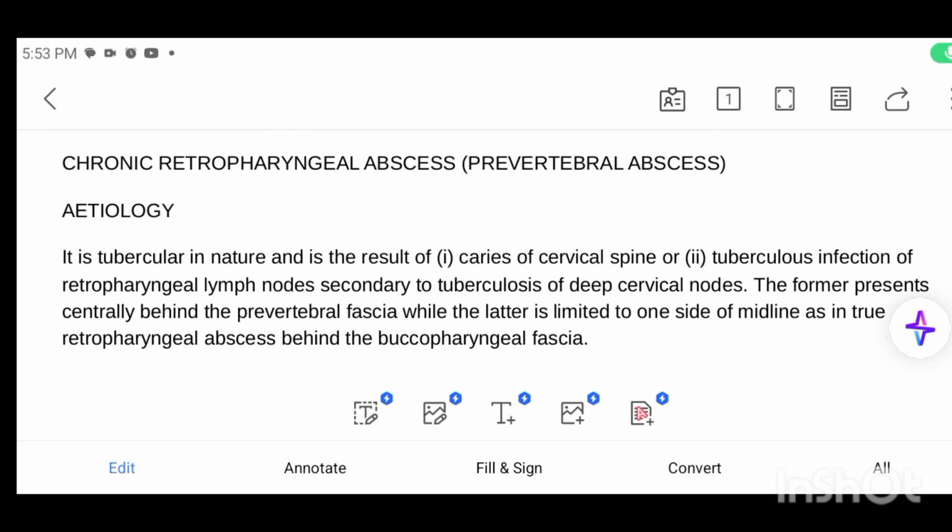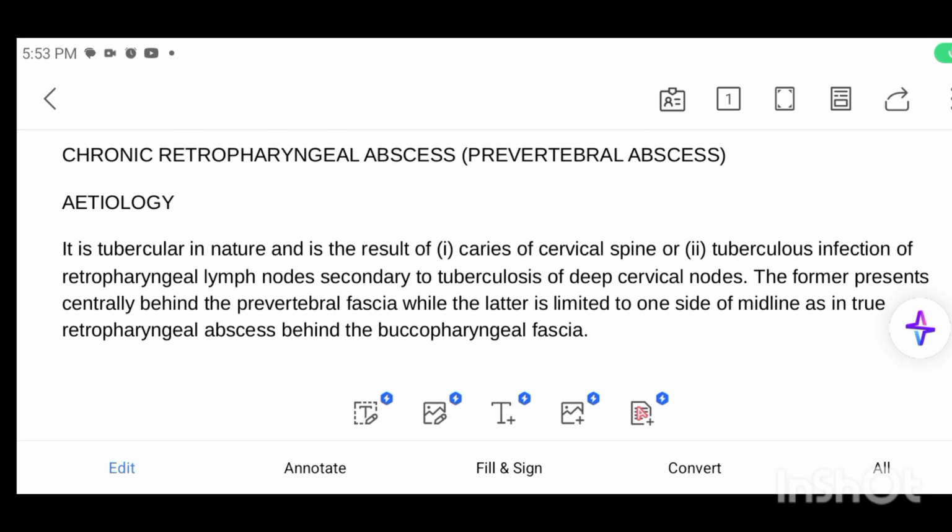Chronic retropharyngeal abscess is also called prevertebral abscess, because in the initial stages it is behind the prevertebral fascia, and then its location is the same as that of the acute retropharyngeal abscess, which is in the retropharyngeal space. So what is the etiology of the chronic retropharyngeal abscess? It is tubercular in nature. It means there is a TB infection with involvement of the retropharyngeal lymph nodes that causes the retropharyngeal abscess.